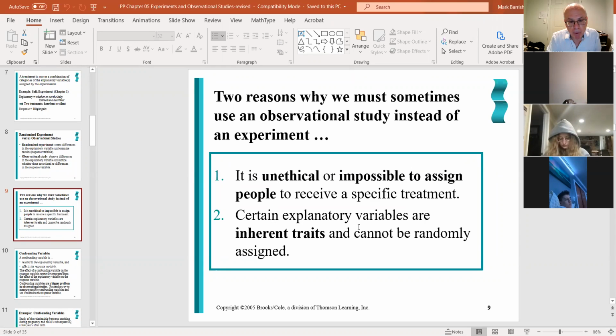Sometimes explanatory variables are inherent traits. If you're trying to determine whether differences in height cause differences in weight, you can't assign height to people. They are born, or not born, but they are of a certain height. That's what they mean by inherent traits. They're traits that you cannot randomly assign. They're part of a person's body. So you can't do experiments when you're comparing people's heights and weights. It's just not possible.